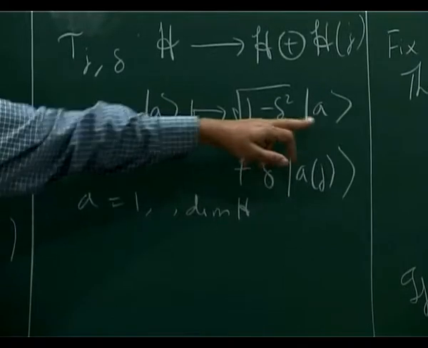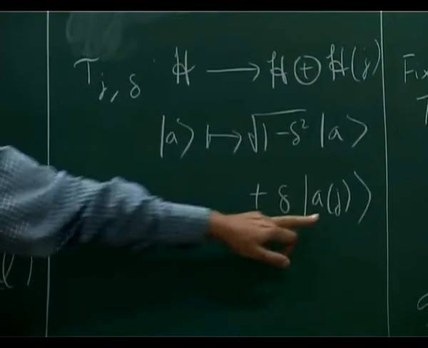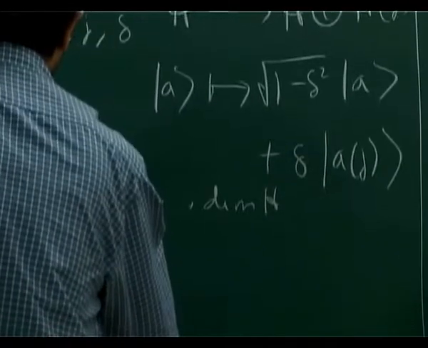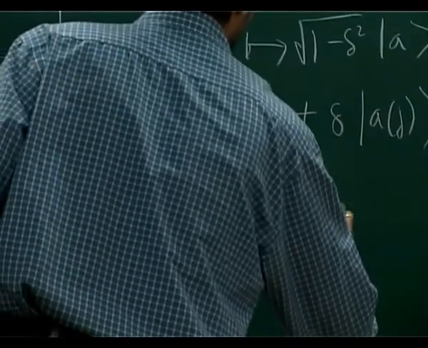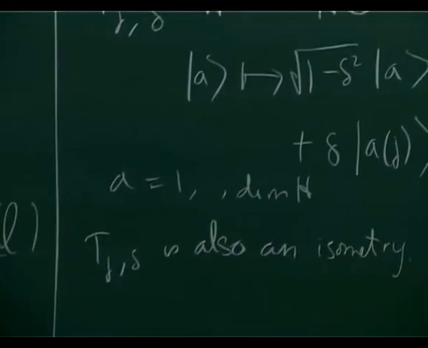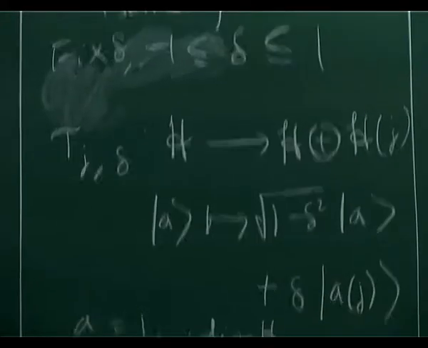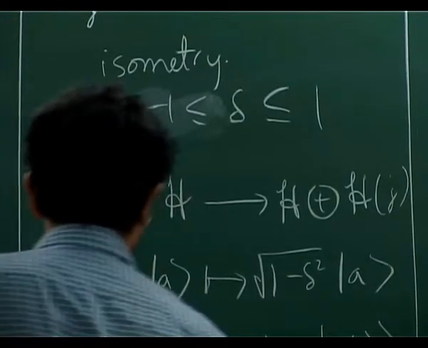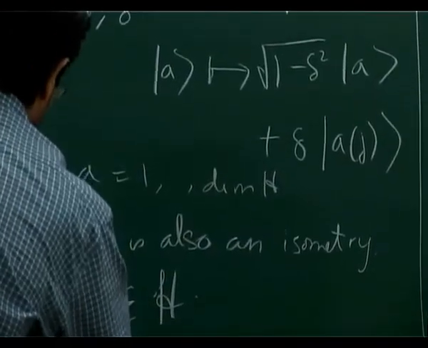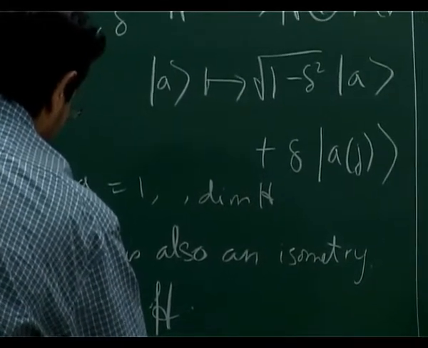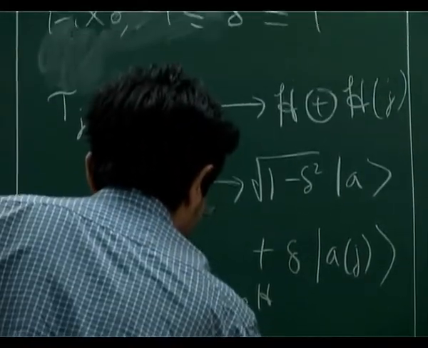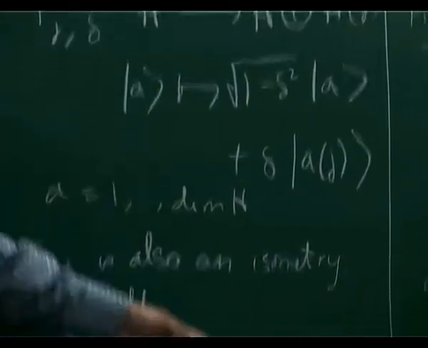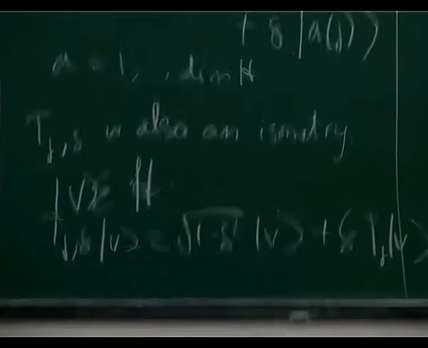So you can see the tilt coming in there. I'm tilting A slightly into the jth orthogonal space, and how much is given by the amount delta. This is also an isometric embedding. Geometrically, suppose this was H, and this is Hj orthogonal to it, I'm just tilting it slightly. In general, given any vector V belonging to H, Tj delta acting on V will be this expression, coming just from linearity.